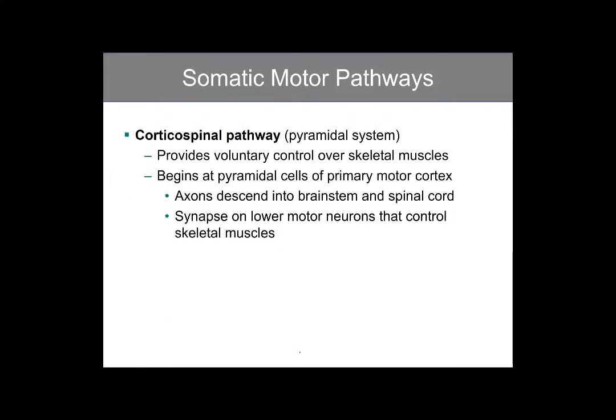The corticospinal pathway provides voluntary control over our skeletal muscles, and this pathway begins within those pyramidal cells of the primary motor cortex. Again, this is the precentral gyrus that we noted as part of the posterior most border of the frontal lobe of the cerebral cortex. The axons descend into the brainstem and spinal cord, and they ultimately synapse on the lower motor neurons that control the skeletal muscles.